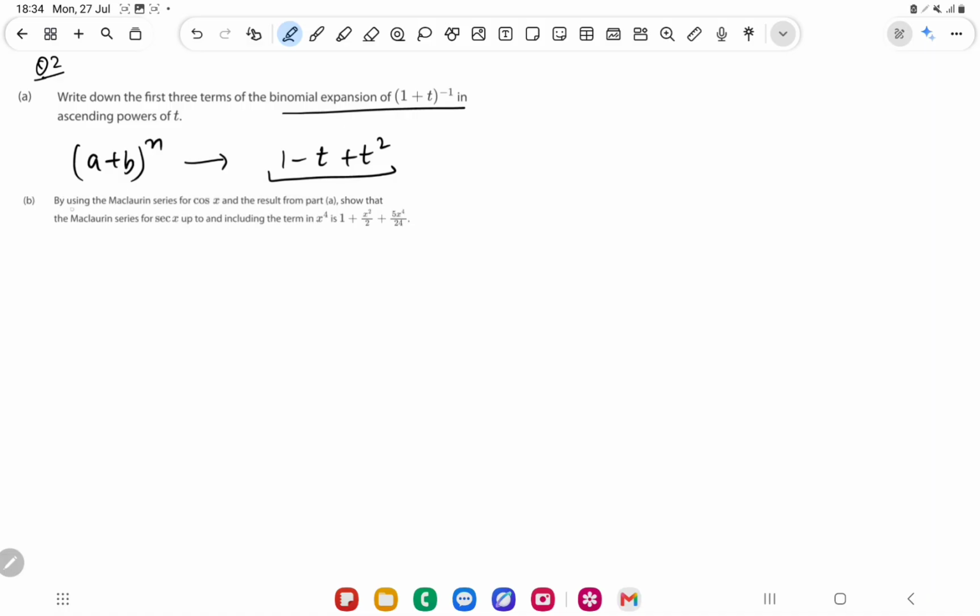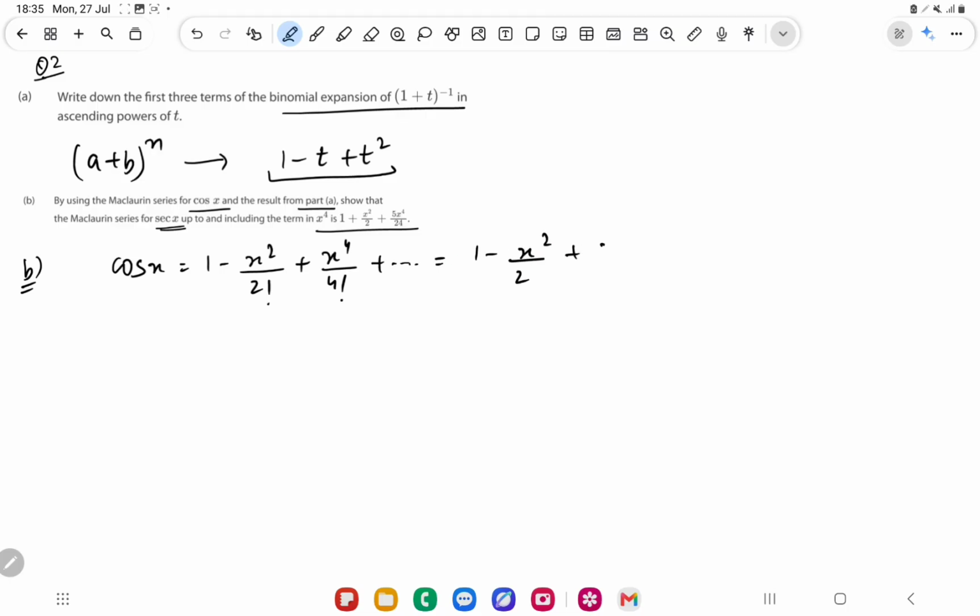Now in part B it says, by using the Maclaurin series for cos x, which is there in your formula booklet, and the result of part A, we have to show that the Maclaurin series of sec x is this. So how will we solve? First of all, let's write the cos x expansion, that is 1 minus x squared over 2 factorial plus x to the power 4 over 4 factorial and so on. So when I expand, this will be x squared over 2 plus x to the power 4 over 24 and so on. Now we all know that sec x is 1 over cos x.